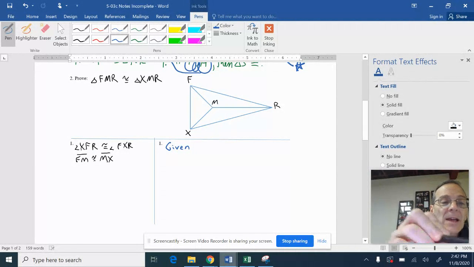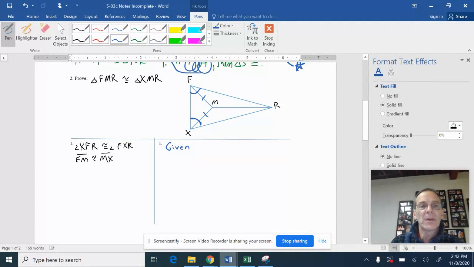So angle XFR, that's this one, is congruent to angle FXR, that's this one. And then FM is congruent to MX. Okay. Now we're trying to get these 2 skinny triangles, FMR and XMR, congruent to each other.